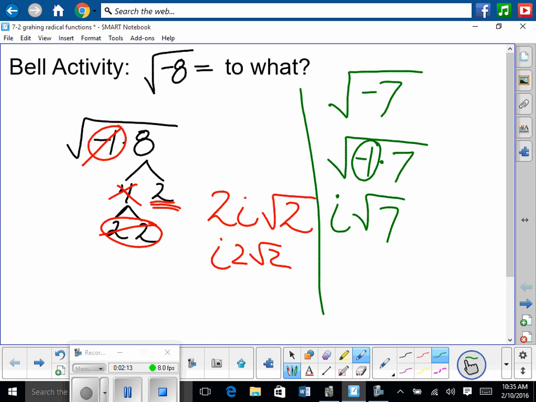Okay, so make sure, this is also one thing I'm seeing. I'm seeing people go like this. 2 square roots of 2i. They're keeping the i underneath, but you pulled it out, and that's why it became i. So don't do that. You can't have a square root of an i. Absolutely true. Okay, questions.